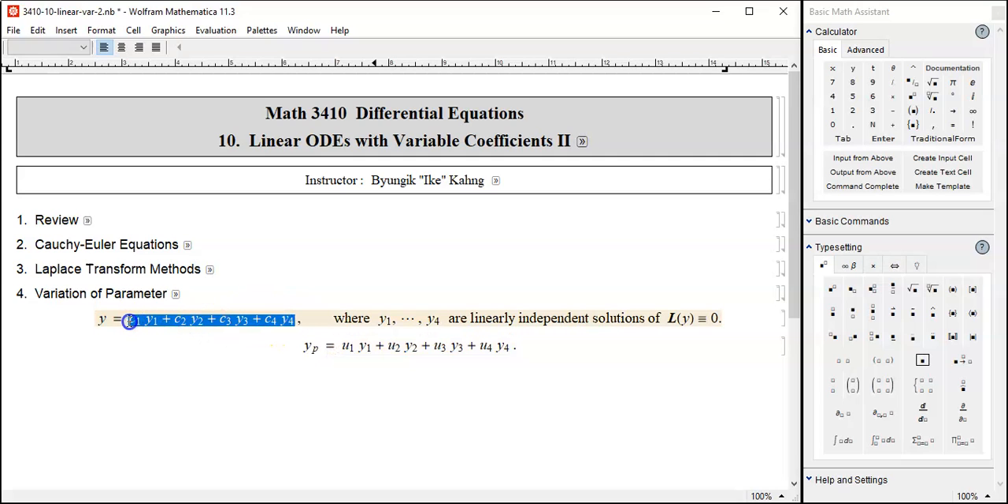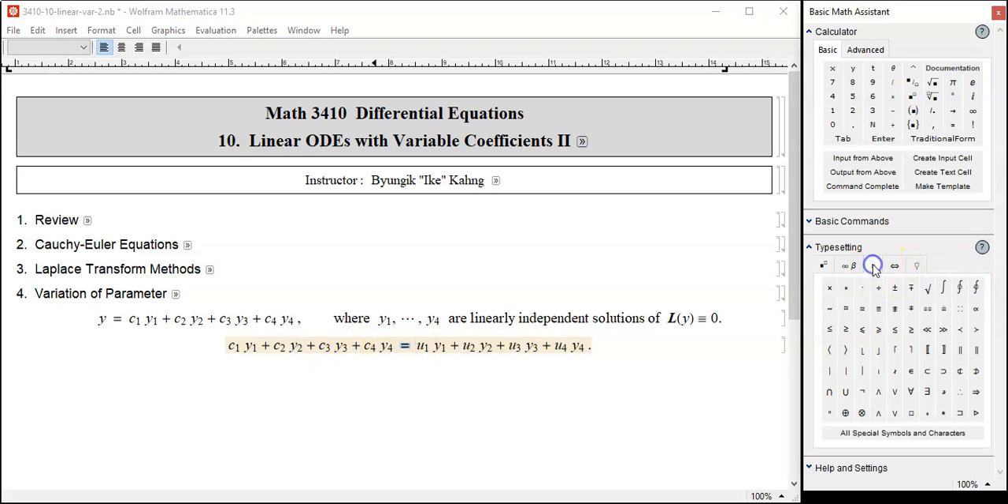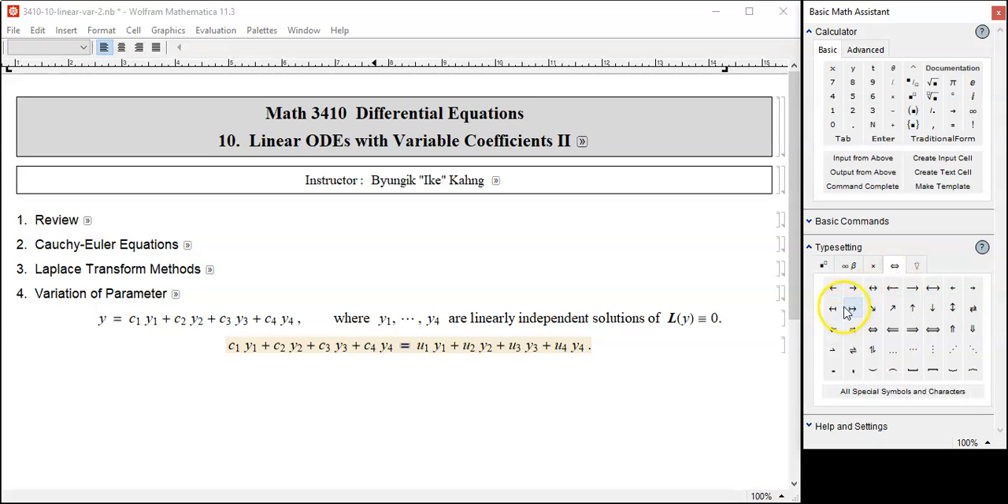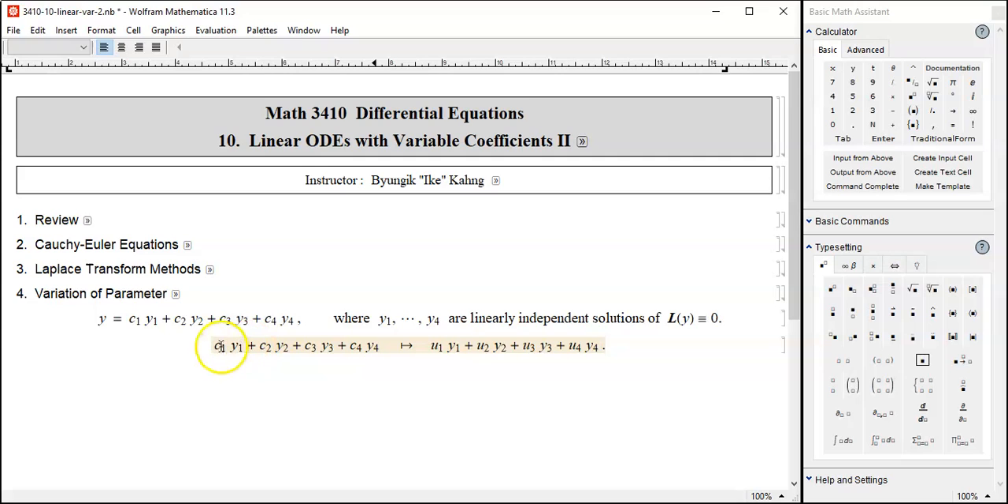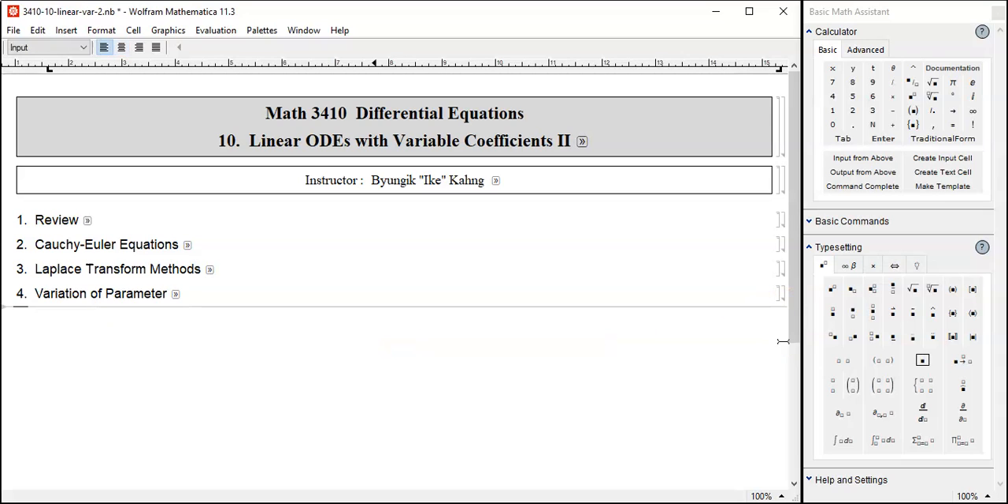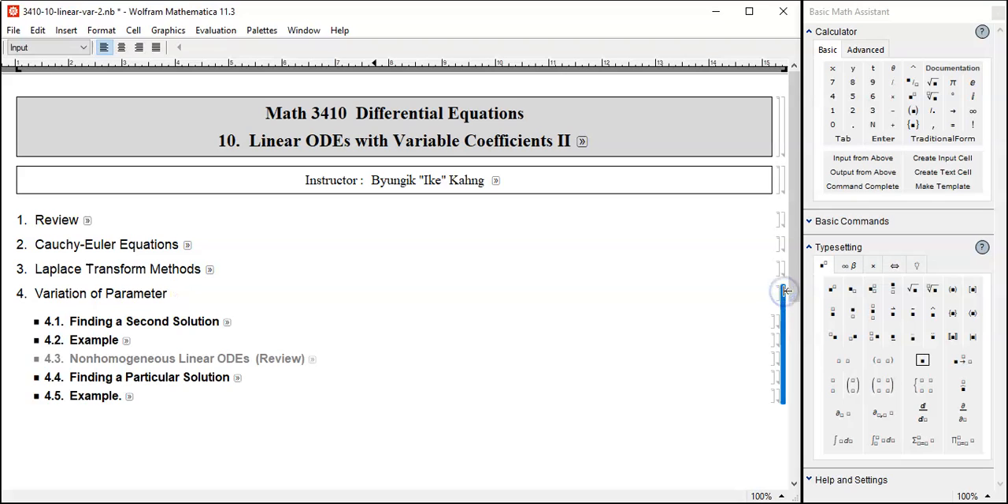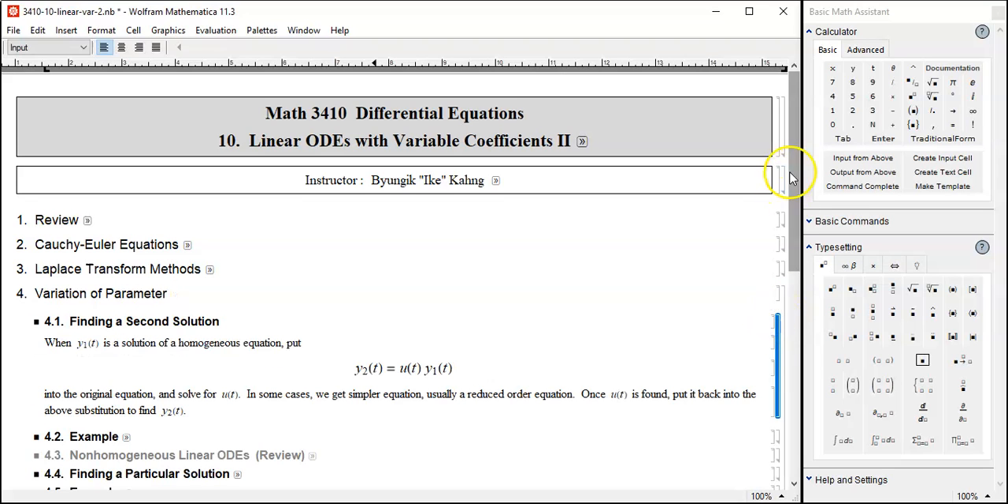So let's see. Let me take this kind of expression here and then change this into, okay, like this. Change those constants into parameters, then move those around, and then find out U1, U2, U3, and U4, depending upon additional circumstances. This is the essence of the variation of parameter. Okay, I guess I spent a bit too much time talking about the environment. Let's go directly to actual problems now.